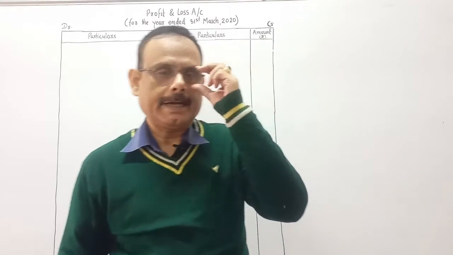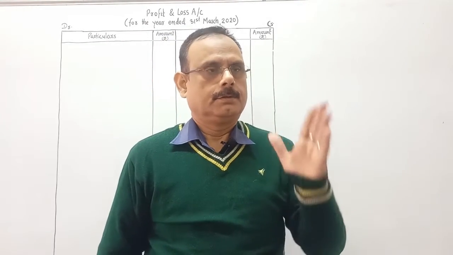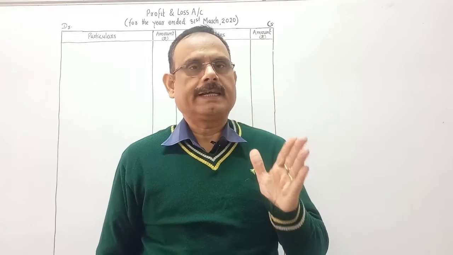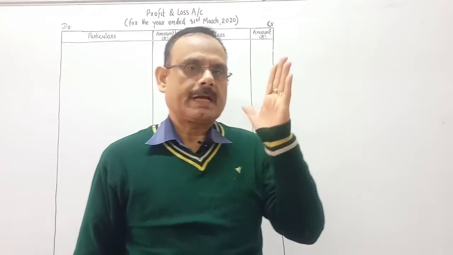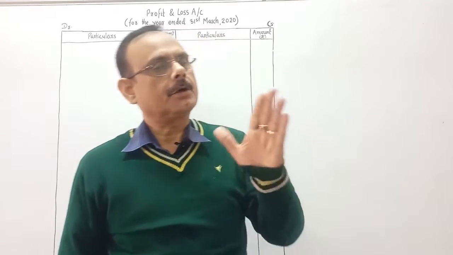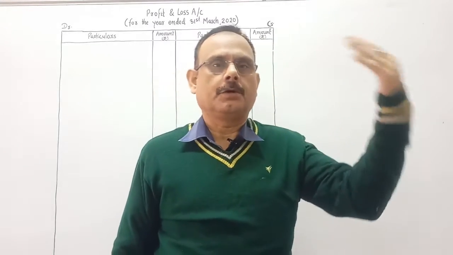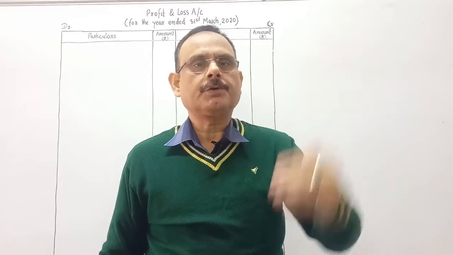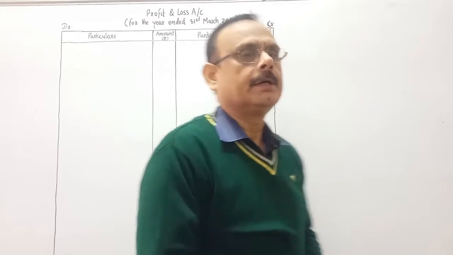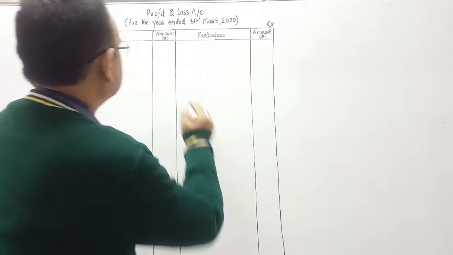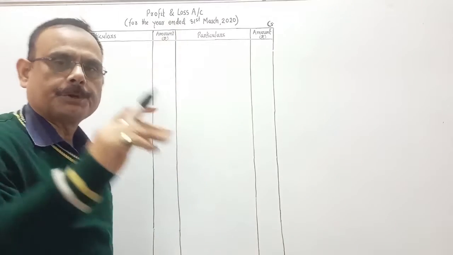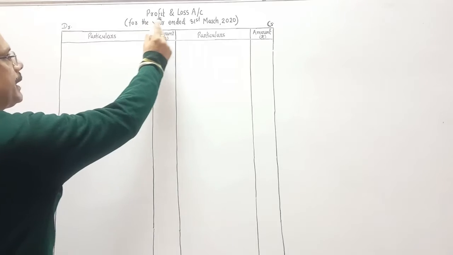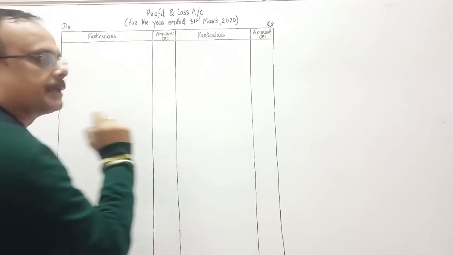Now after the trading account, after knowing gross profit and gross loss in the trading account, we transfer that gross profit and gross loss to the profit and loss account. In the profit and loss account we transfer that amount. So this is the profit and loss account, which is prepared after the trading account. Here, the profit and loss account for the year ended 31st March.